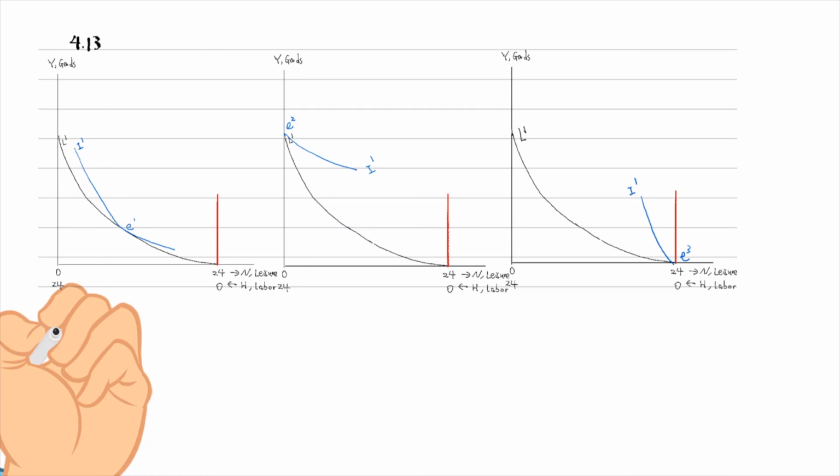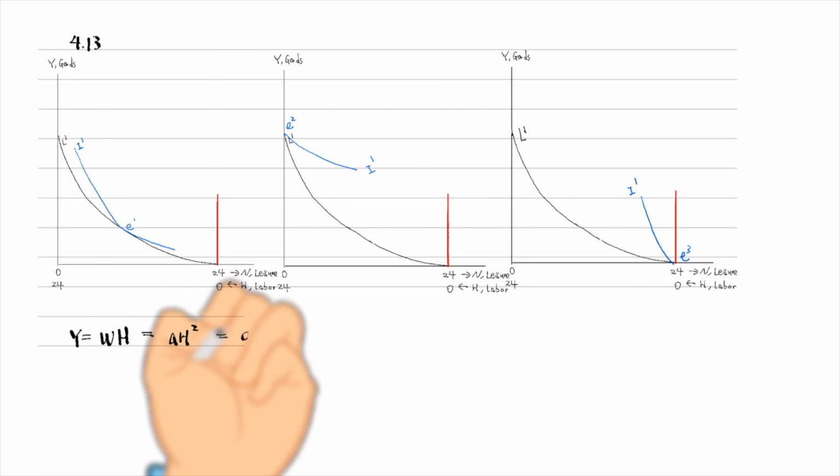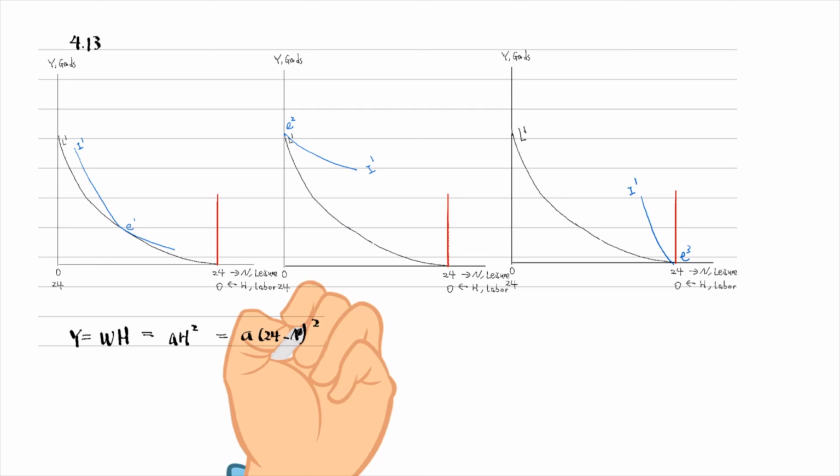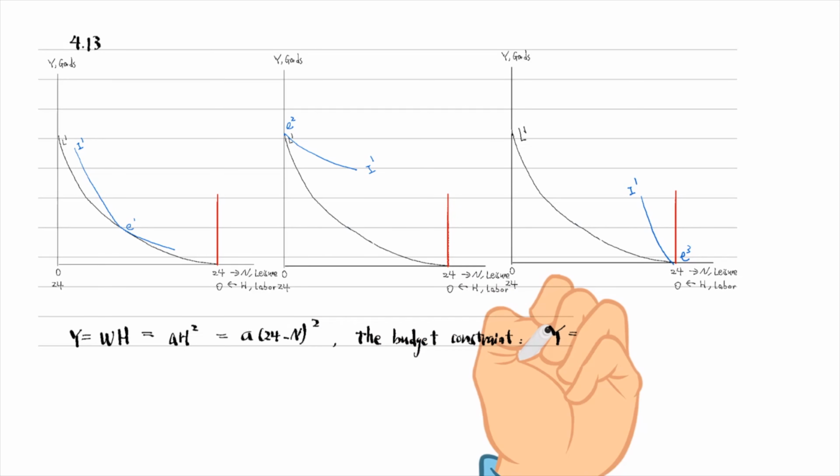Joe's income equals wage times work hours. Since wage is a function of work hours, we have y equals a times h squared equals a times (24 minus leisure n) squared. This is the budget constraint.